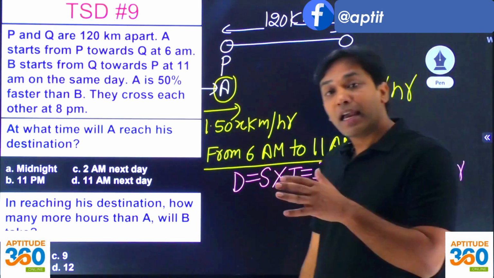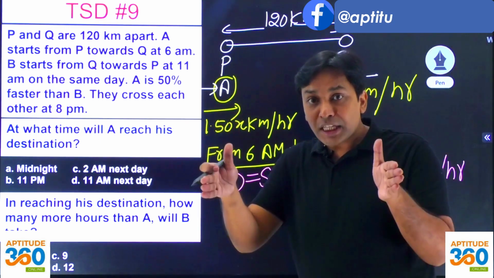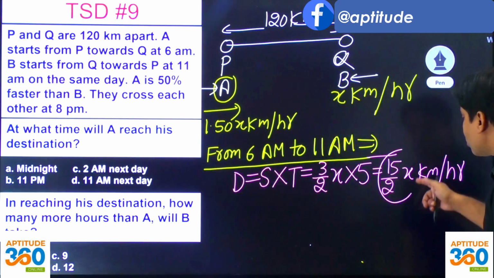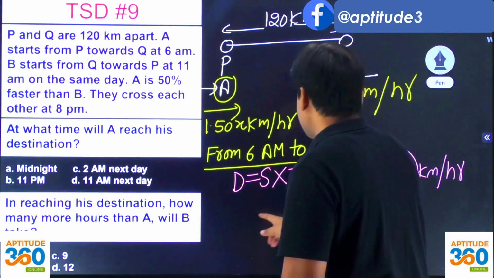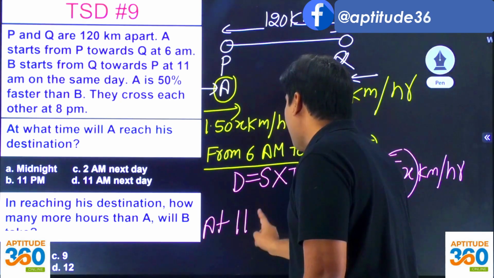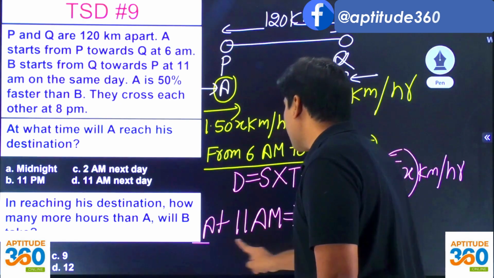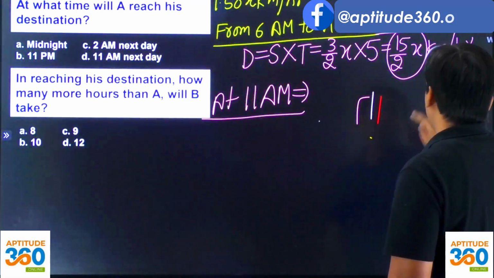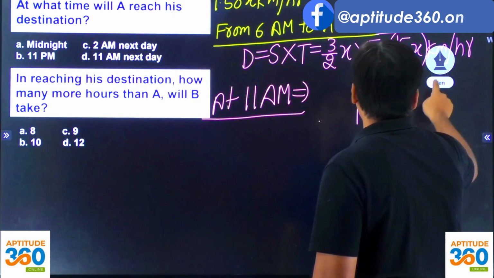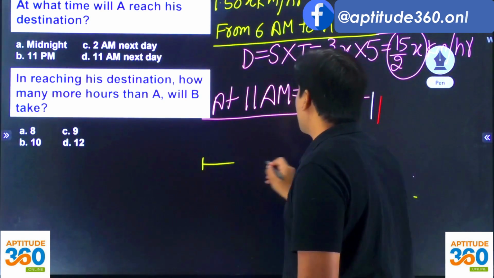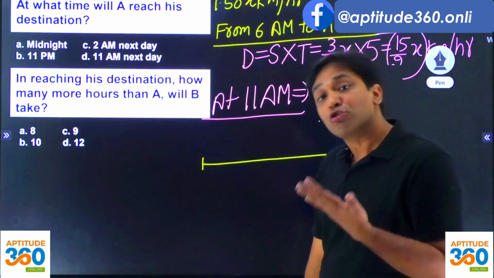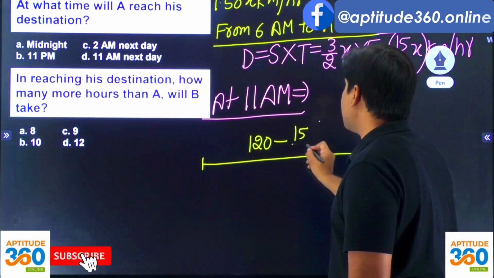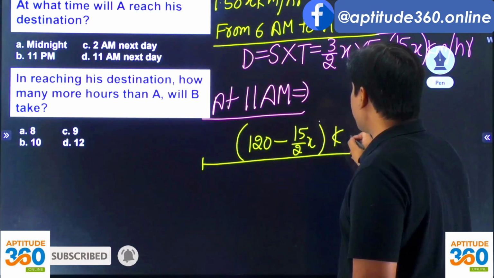And who is going to cover this? A is going to cover this. So the entire distance between P and Q, which previously was 120 kilometers, now it has been reduced by 15/2x kilometers. Do you understand this? So let us see what is happening at 11 a.m. How does this look like? So this is gonna look like this. Hold on a second. So this distance between these two, it has been reduced by 15/2x kilometers. So I would say that this is okay. So this distance is 120 minus 15/2x kilometers.